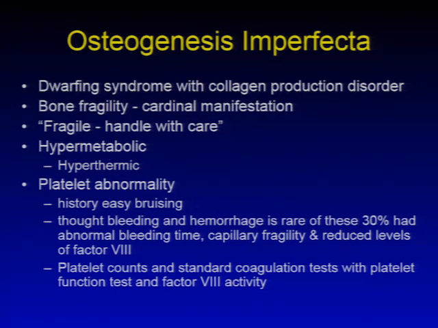Type 2 is the most severe, which is a perinatal lethal form and is a dominant mutation. Type 3 usually is a progressively deforming type, rarely recessive, unlinked to type 1 collagen genes. And type 4 is mild to moderate and is of dominant inheritance. 90% of the individuals have mutations of pro-alpha-1 or pro-alpha-2 chains of the type 1 collagen. Bone fragility is the cardinal manifestation.